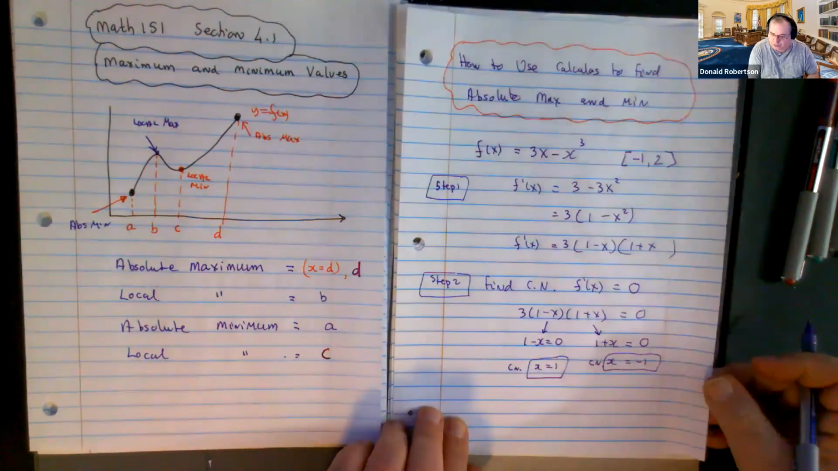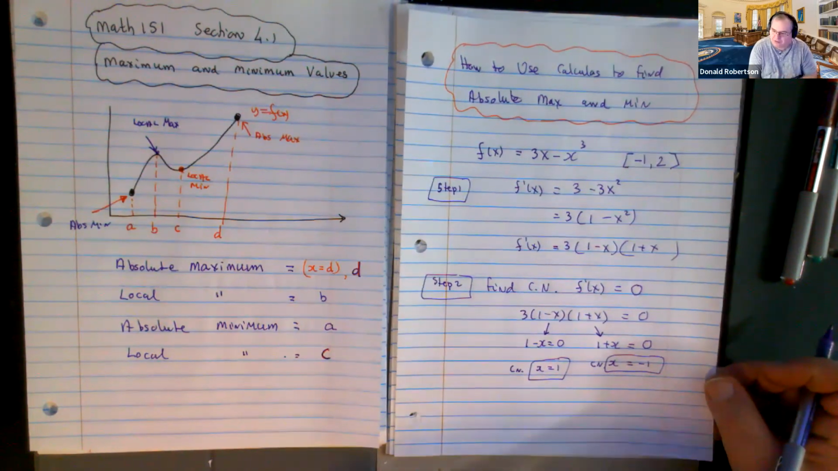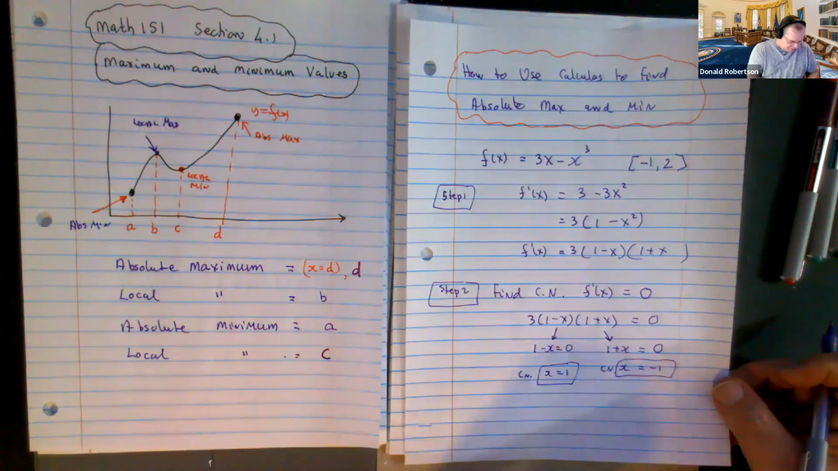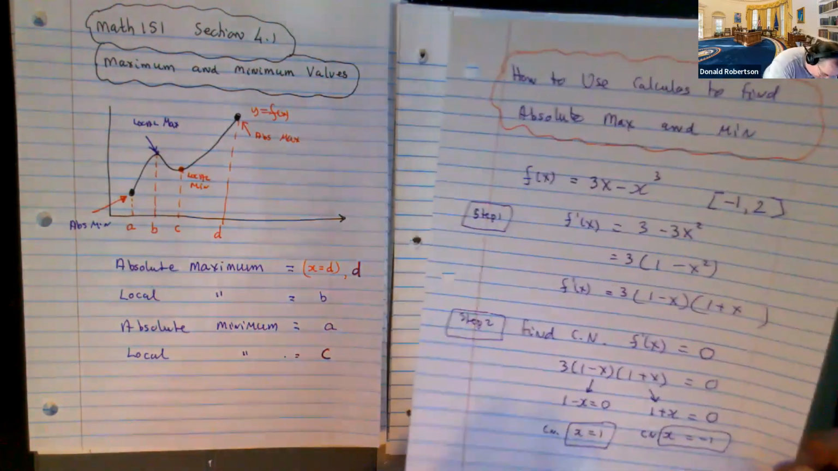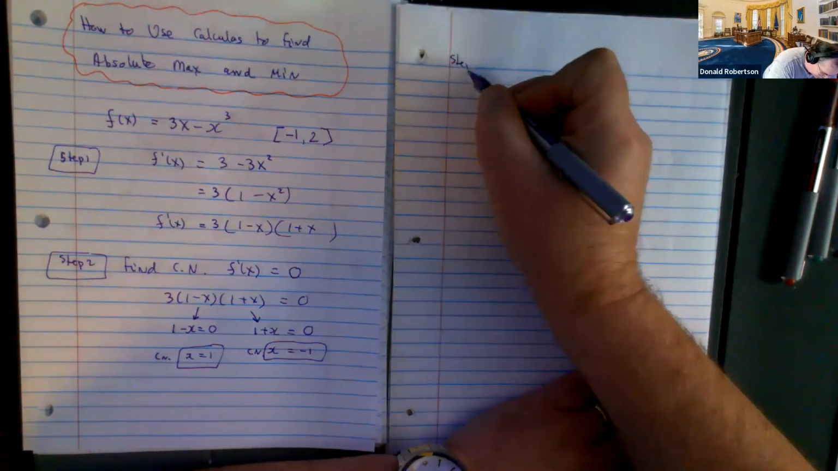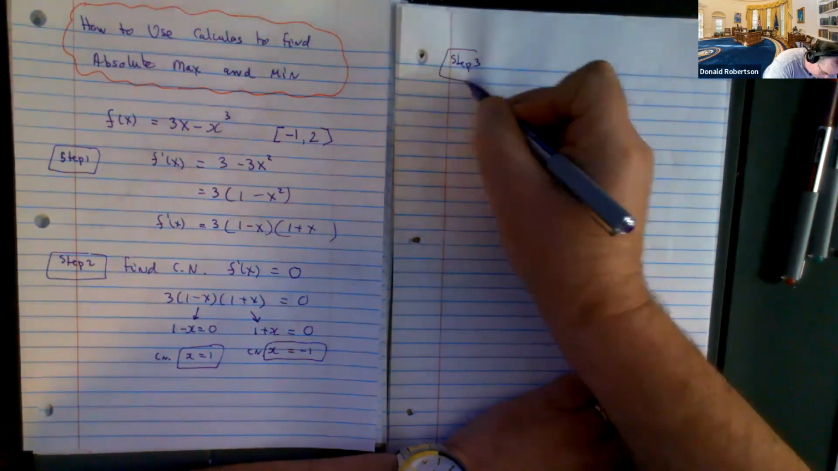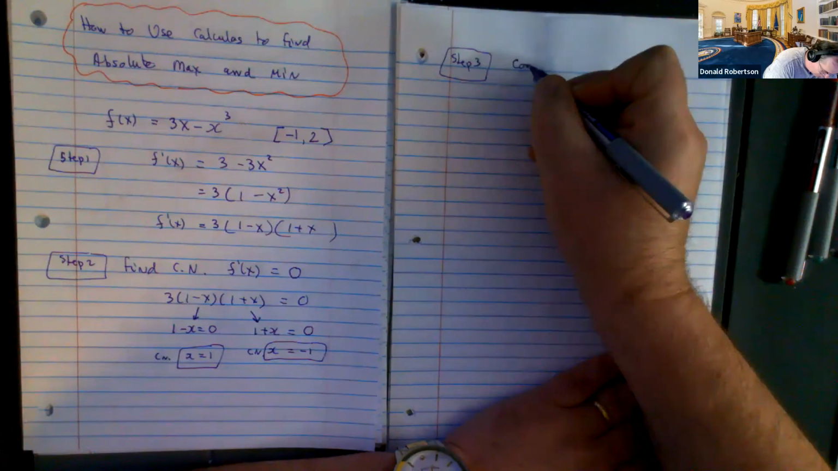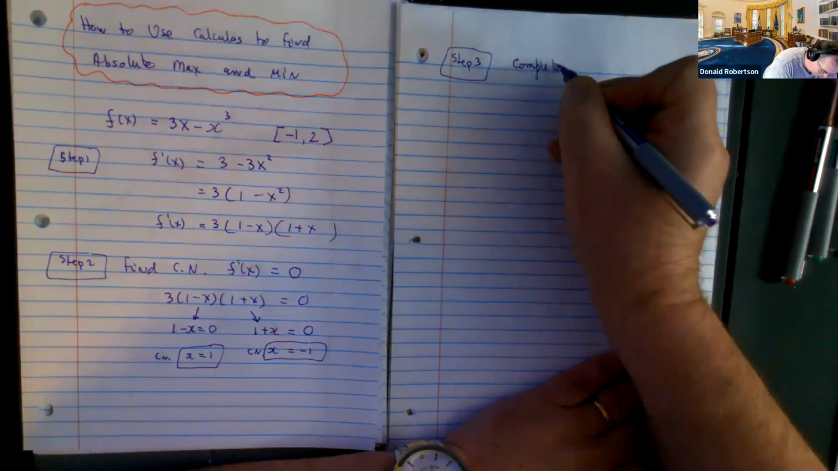In fact, aren't these 2 steps the same 2 steps we did for local max and min? Right? But this is the new guy, step 3. This is different. Complete the table of values.